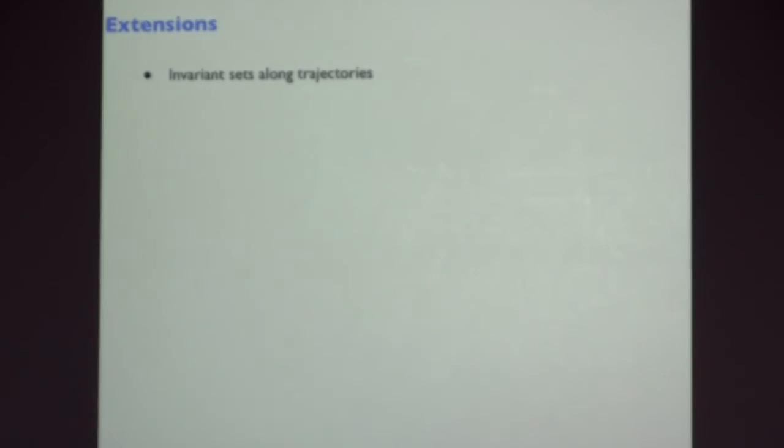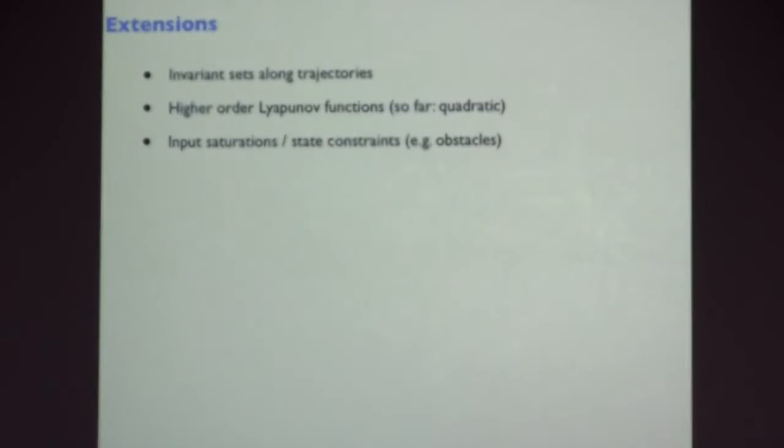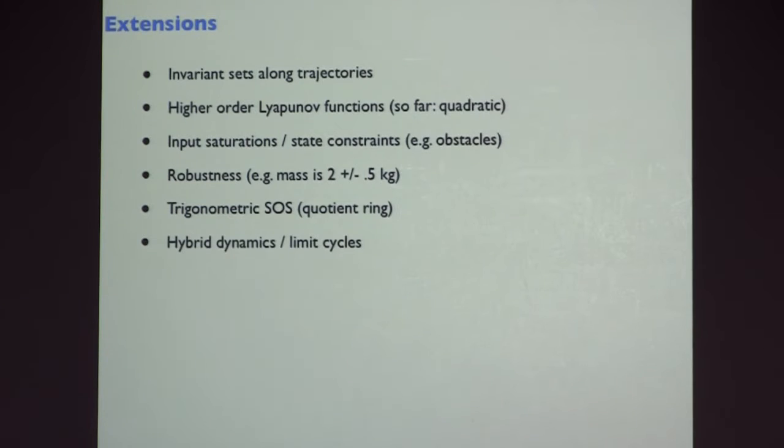So we extend them, for instance, to work for funnels around trajectories. I'll tell you that story graphically. We do them with higher order Lyapunov functions, up to quadratic or quartic. We can do it with saturations, state constraints, obstacles, motor saturations. The robustness analysis is pretty straightforward with these, if you have uncertainty in the dynamics of your system. If I don't know if the mass of my quadrotor is 1.5 or 2.5, you can do that. If you do it with sines and cosines, you can do it directly in trigonometric form. I'm really proud of the ability, we can do it now for hybrid dynamics and for limit cycles. So we can do these for walking robots, regions of attraction for walking robots. And we've been increasingly doing stochastic versions of the algorithm.